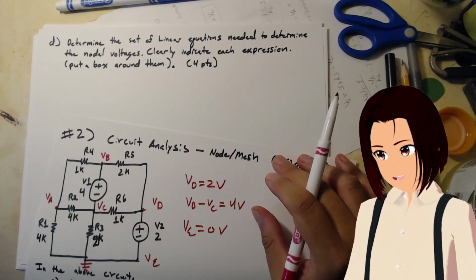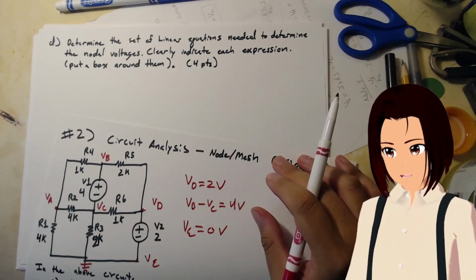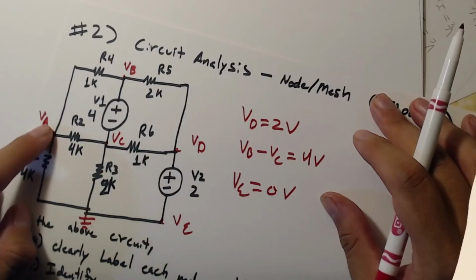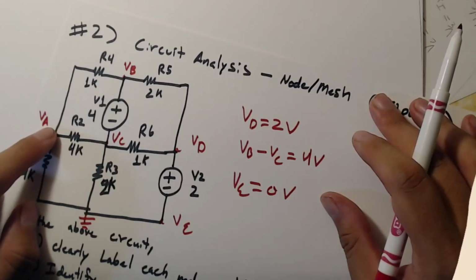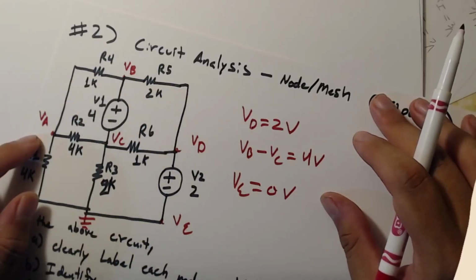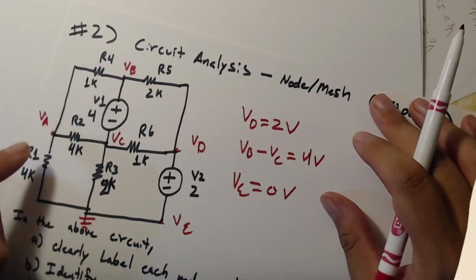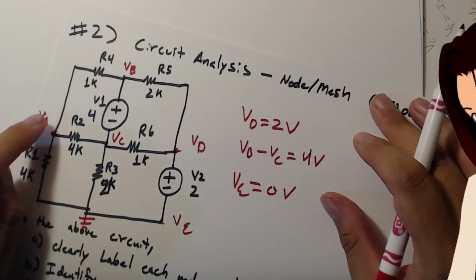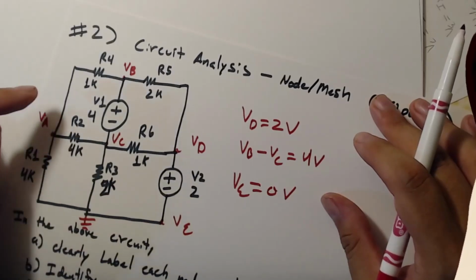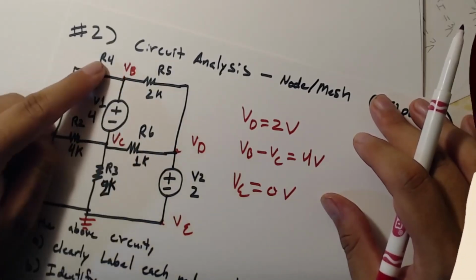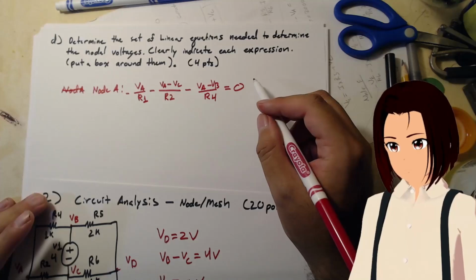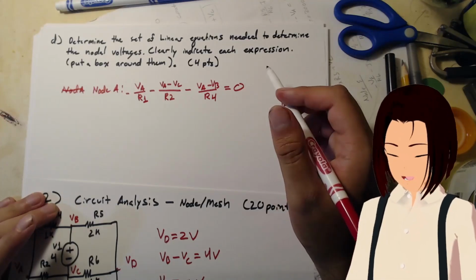Okay, so let's look at A, and let's create a node equation for A. Node analysis is basically about currents. You can imagine currents going out of A, out of A, and out of A. So for A, we have VA minus 0 over R1, VA minus VC over R2, VA minus VB over R4. And that's it. Got it. And that's one equation.